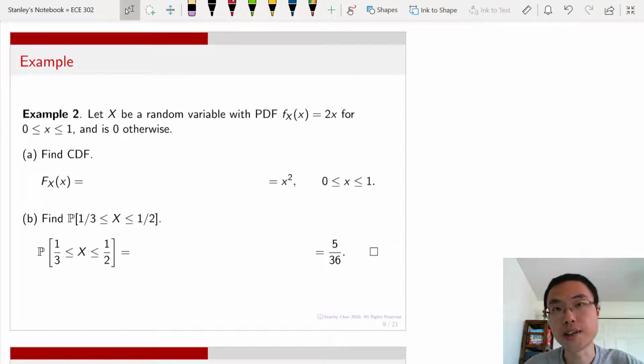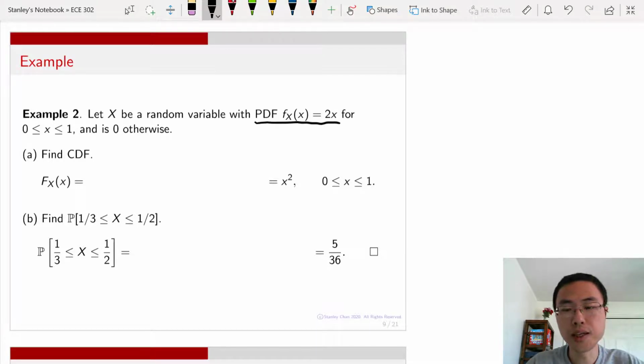Here is another example, where we are given a PDF that is 2x for x between 0 and 1, and 0 otherwise. We want to find the CDF, and we also want to find this probability.